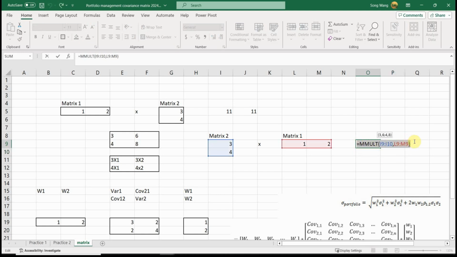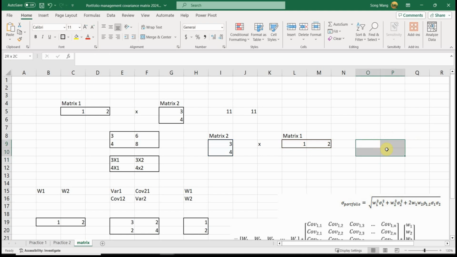So I will cut this formula, and I need to select the entire area and then put the formula here. Because the output will be a 2 by 2 matrix, I need to select the whole area in the gray, and then Control Shift Enter. So this is how I got the result.